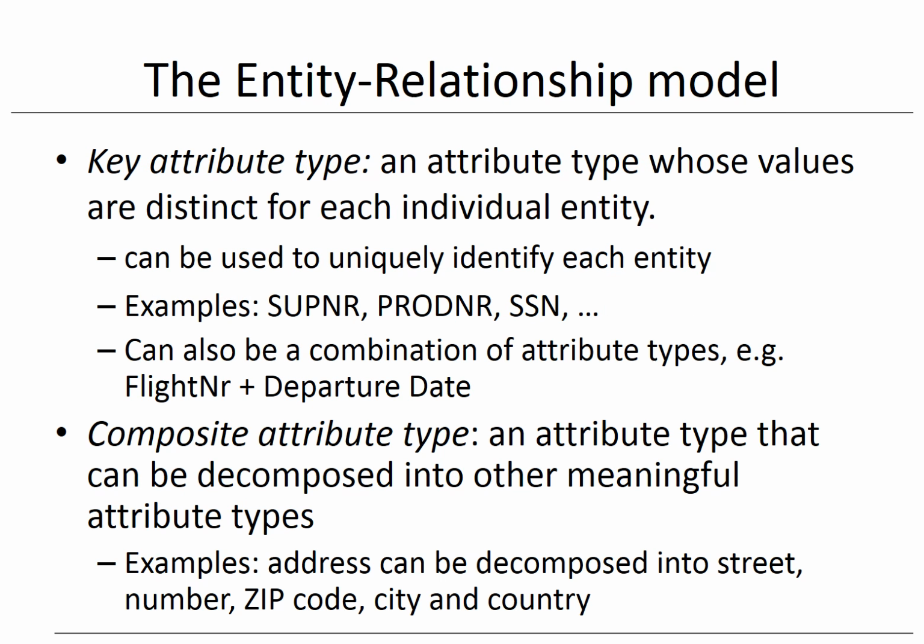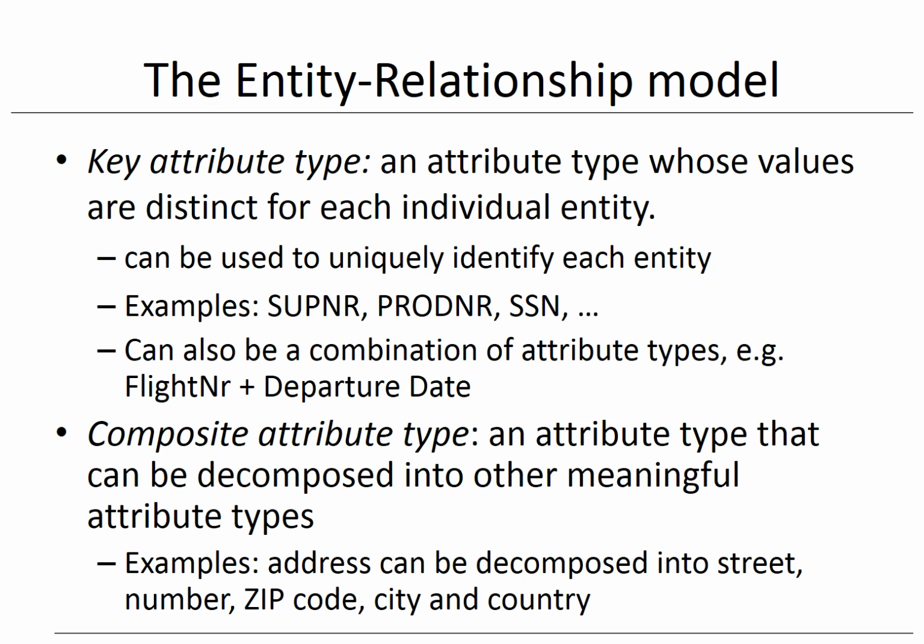A key attribute type is an attribute type whose values are distinct for each individual entity. In other words, a key attribute type can be used to uniquely identify each entity. Examples are supplier number, which is unique for each supplier, product number, which is unique for each product, and social security number, which is unique for each employee.